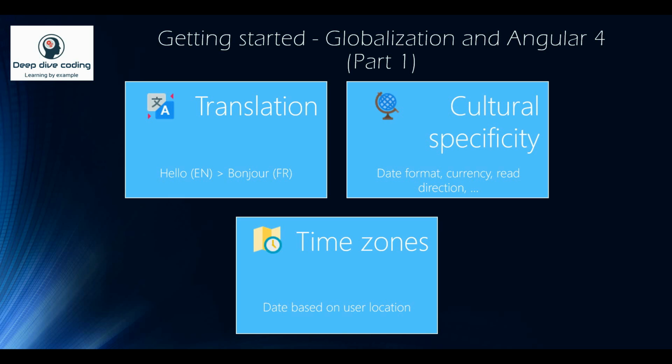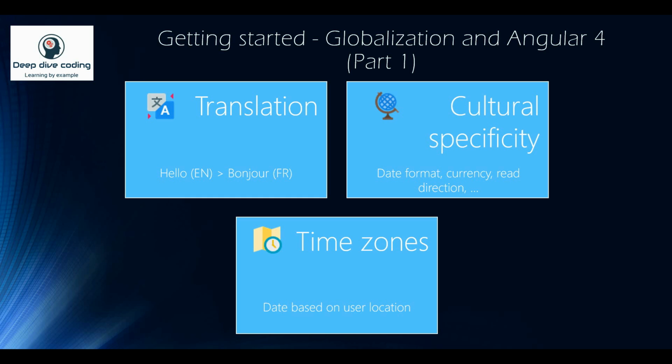Today we'll talk about globalization. But what does globalization mean? Globalization means the way to manage multiple cultures when you design or develop a software. It's very important to take account of this constraint sooner rather than later.